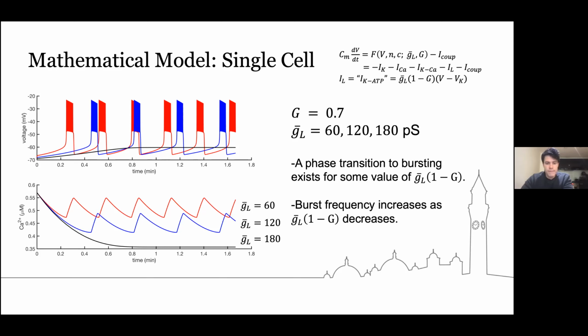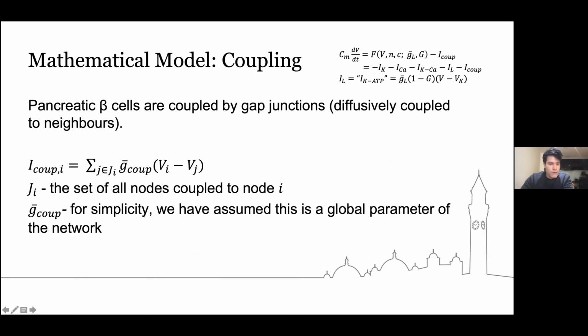And then for G sub L past some value, you reach a phase transition where you have just quiescence. Okay, and then we also have these cells coupled via gap junctions, which is just some max conductance of the gap junction times the difference between the voltages of the two cells, and these things are symmetric.